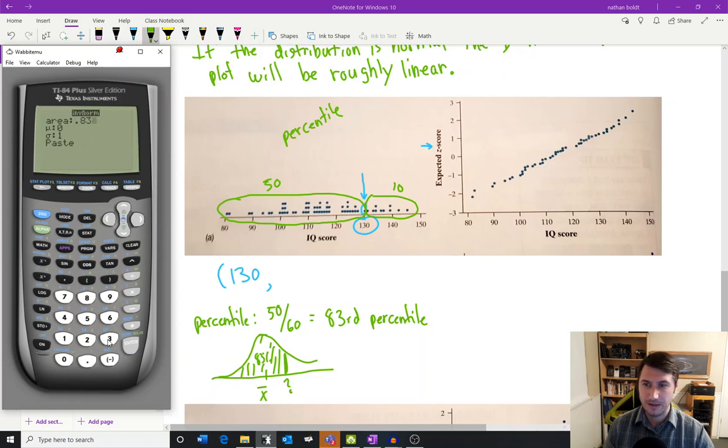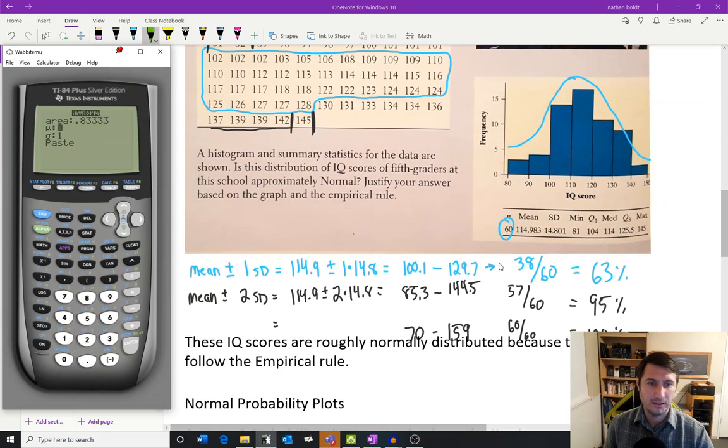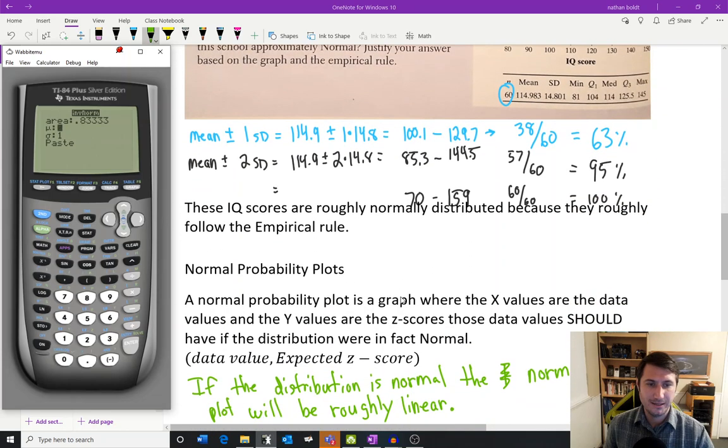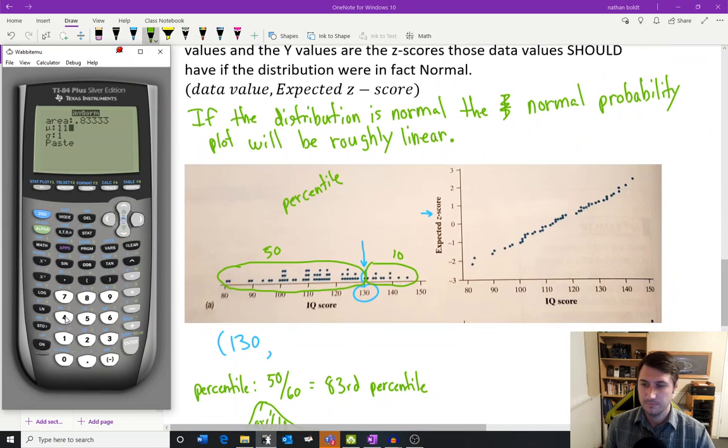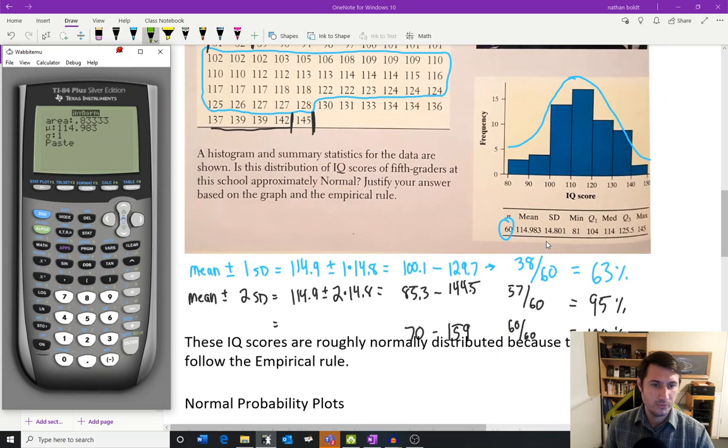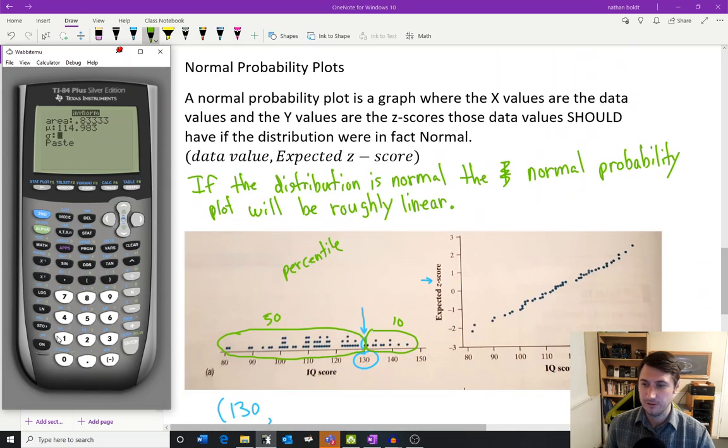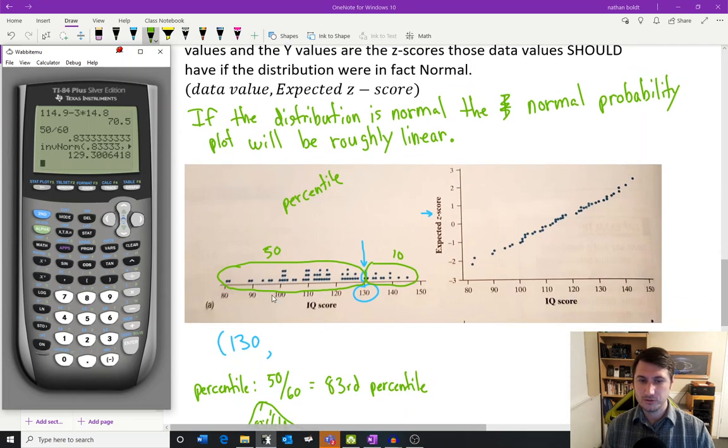I think I can even add a few more threes in there, right? Didn't it have 3 repeating? The mean is 114.983, and the standard deviation was roughly 14.8. Paste that in. So this should have a, oh, I didn't want to actually put the numbers in. I'm sorry, I'm going to go back to inverse norm. I almost had it all right.